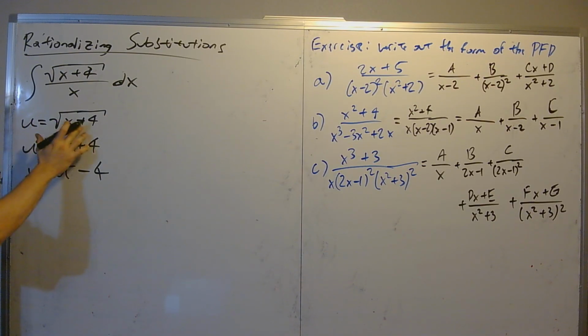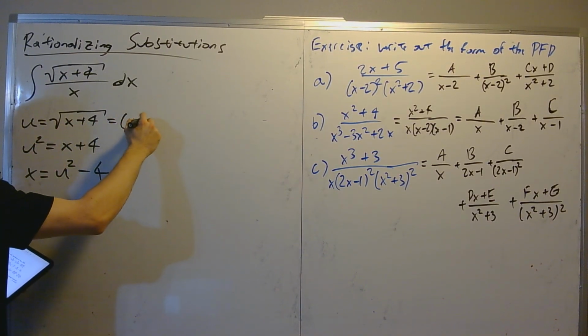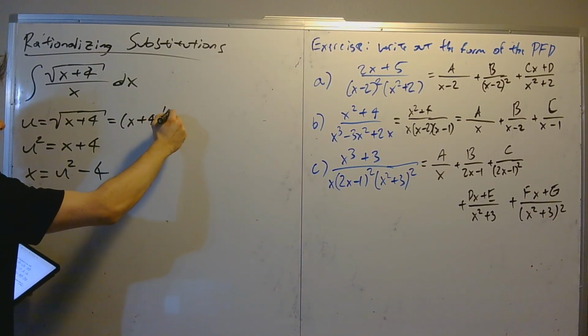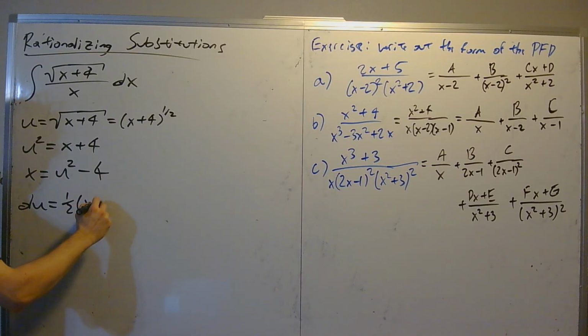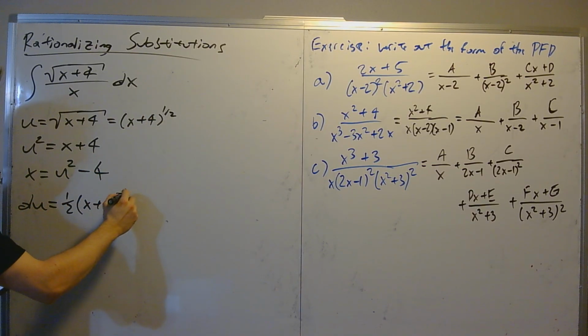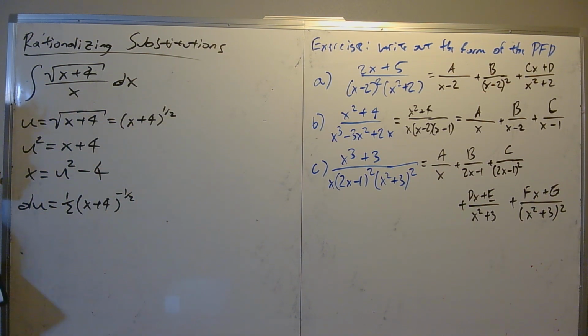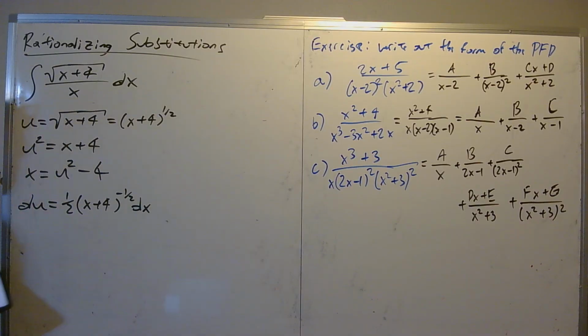So what I'm going to do here is take the derivative of both sides of this. So we're going to say du equals the derivative of this, right? This is x plus 4 to the 1/2 power. So the derivative of that is 1/2 of x plus 4 to the 1/2 minus 1, which is negative 1/2, and then times the derivative of x plus 4, which is just 1 dx. Okay, so that's how we take the derivative of that, and this is what we get here.